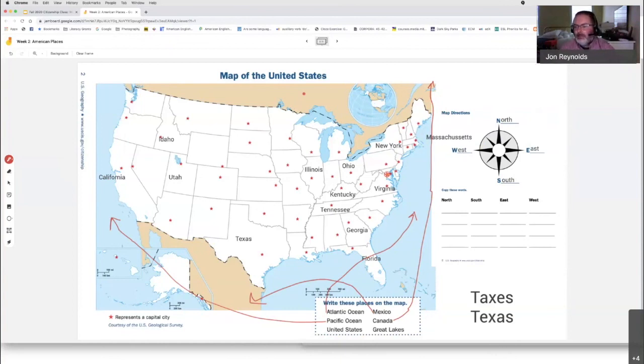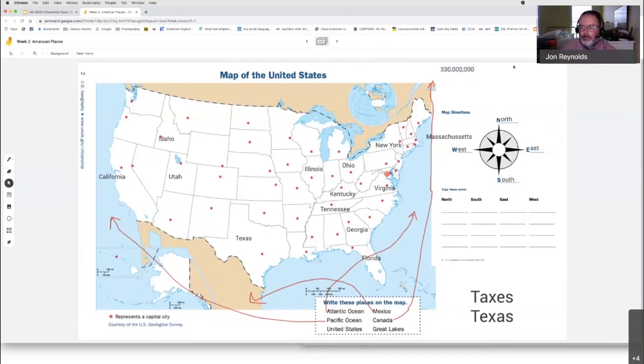Now, do you know how many people live in the United States? Any guesses? Nobody wants to guess? All right, well, I'll tell you. The United States has probably more than 330 million people. Now, that sounds like a lot, but remember, China, for example, and India, these countries are much, much bigger than the United States.